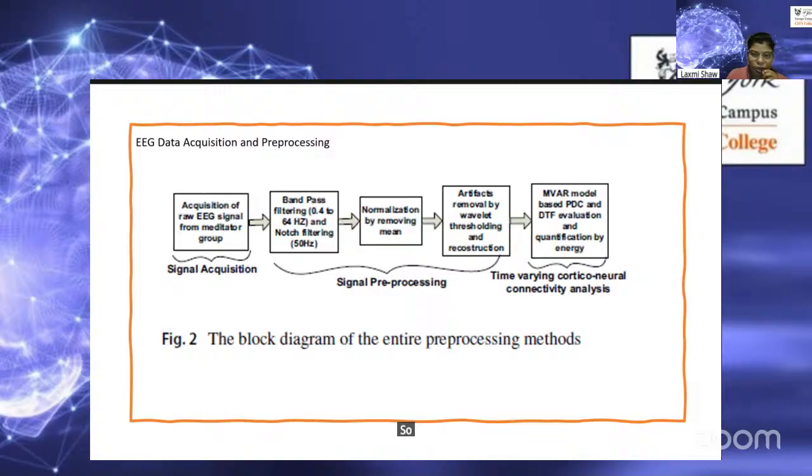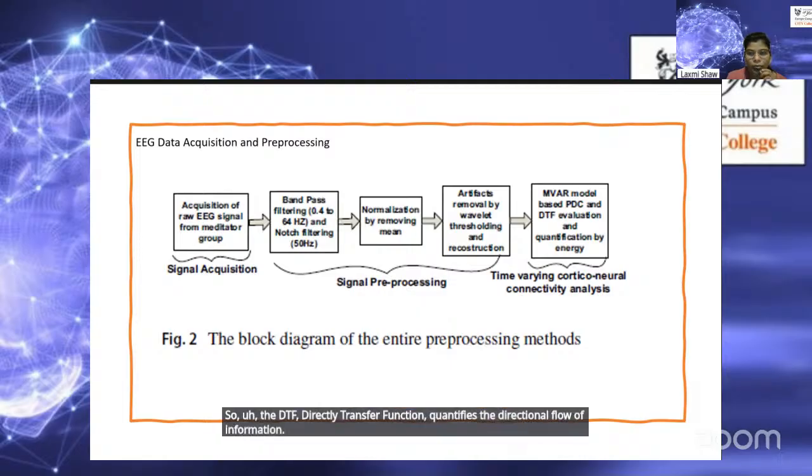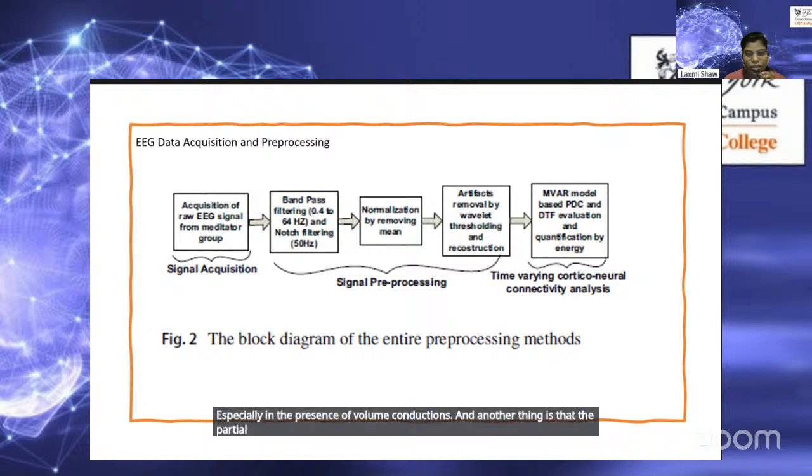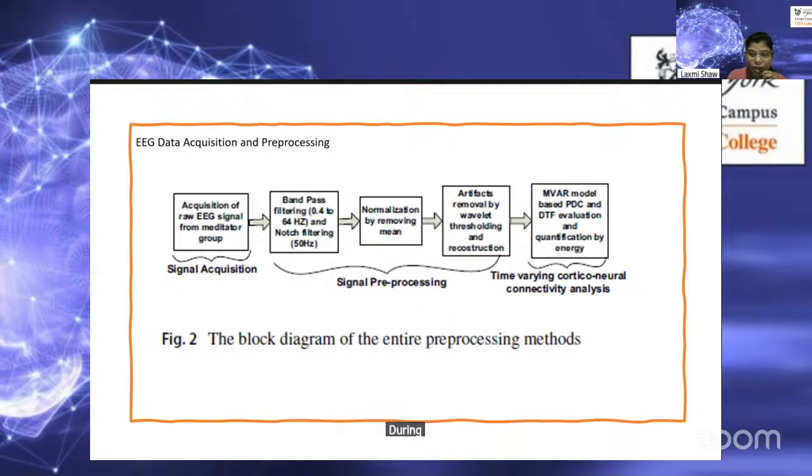The DTF, directed transfer function, quantifies the directional flow of information between brain regions. While computationally efficient, it can sometimes be affected by indirect connections, leading to potential misinterpretations, especially in the presence of volume conduction. The partial directed coherence, on the other hand, is designed to measure only direct causal influences, reducing the risk of spurious connections. However, it is sensitive to amplitude scaling, which can affect the interpretation of connectivity strength.